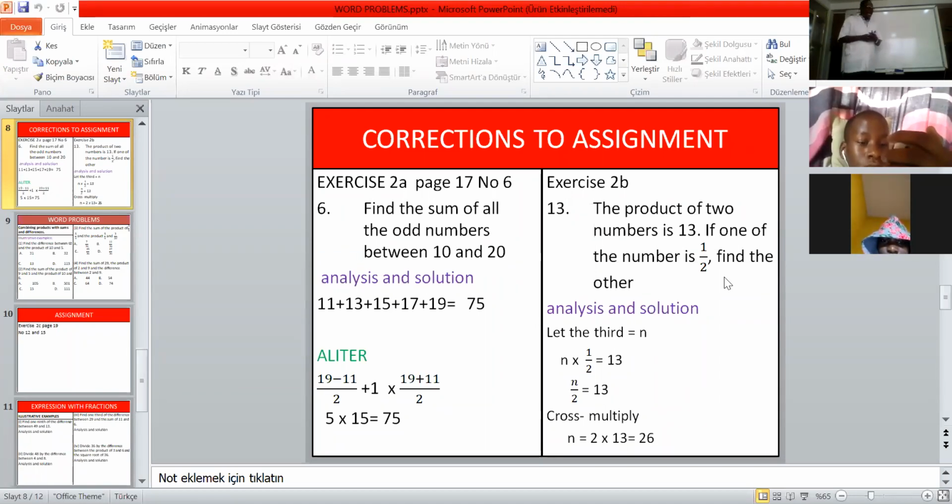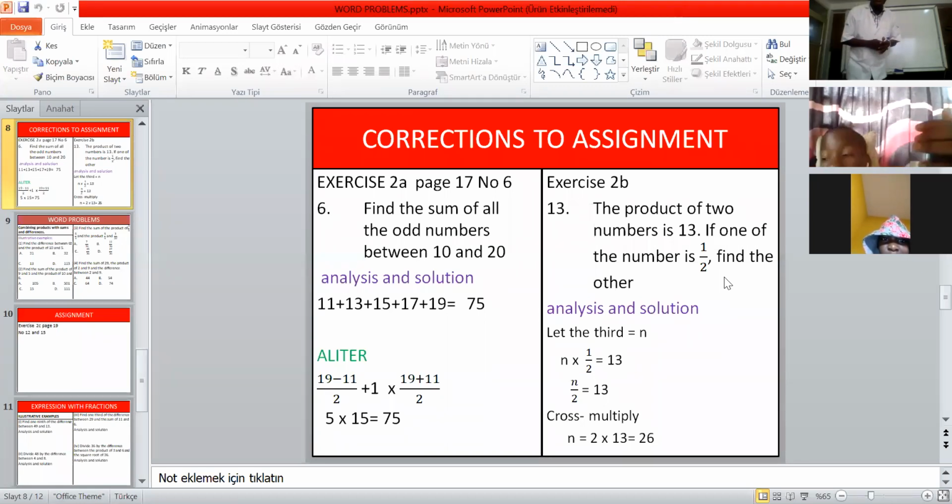Now I gave you an assignment on Monday. Just 2 assignments for your New General Mathematics, and I believe you've done it. You can roll in your answers and let's compare. Today we are looking at the correction before we move on to today's topic.